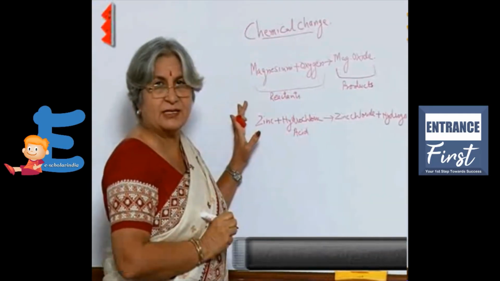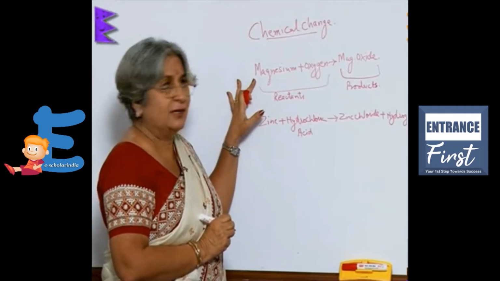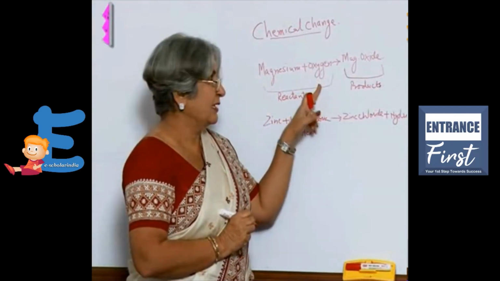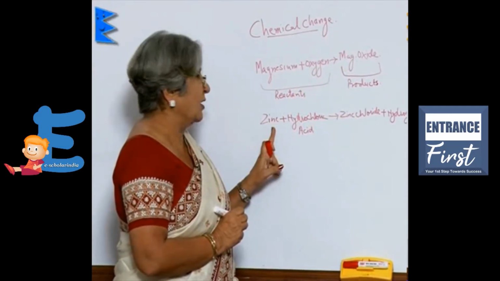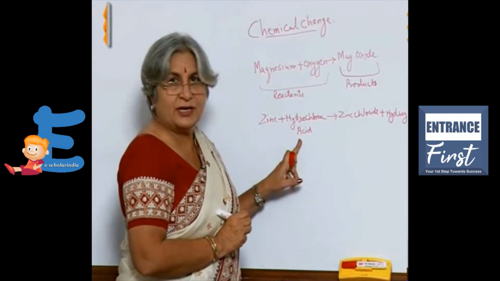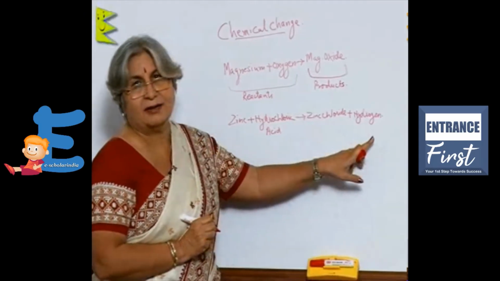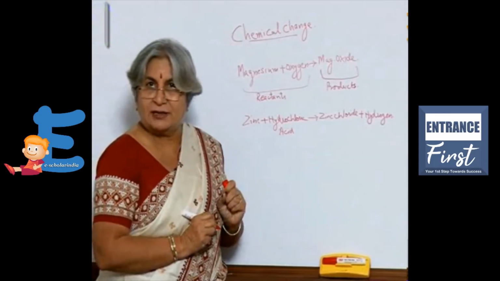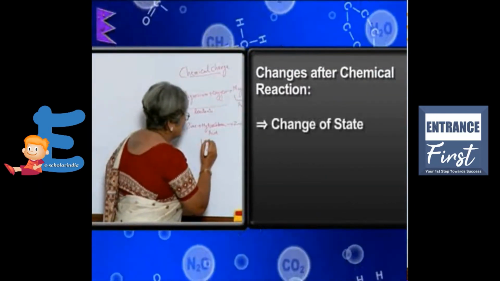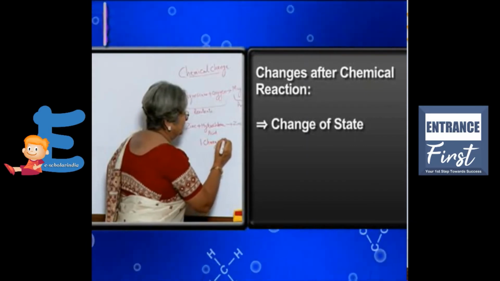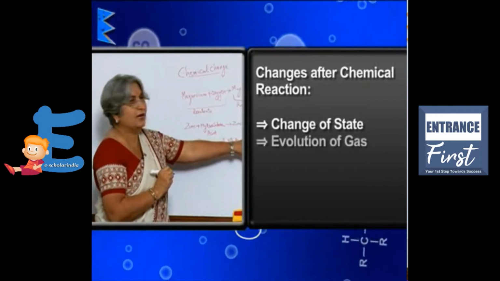Now in these cases what we see is that here we started with magnesium, a solid, oxygen, a gas, and what did we get? A solid. Here also we started with solid, that is zinc, hydrochloric acid is liquid, and what we got was again a solid and a gas. So what is the conclusion? That whenever a chemical reaction takes place, there is a change of state. Another thing that happened was evolution of a gas.